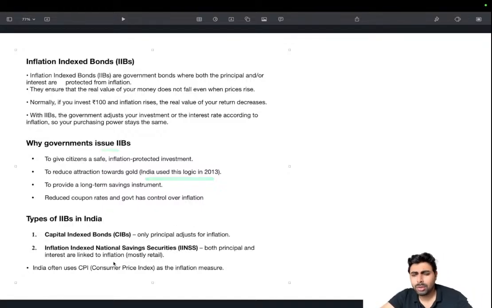And the types of bonds, this is not very important, but just understand. Capital index bonds mean that only principal is adjusted, not interest. Inflation index national saving securities are small saving schemes where both principal and interest are linked to inflation, and obviously we'll be using CPI, consumer price index, as the inflation measure. So that's the basic thing you need to know. These are tiny details which might come handy, but just go through this. There are inflation index bonds where only principal is adjusted to inflation, and there are bonds where both principal and interest are adjusted to inflation, and CPI is the inflation targeting measure.